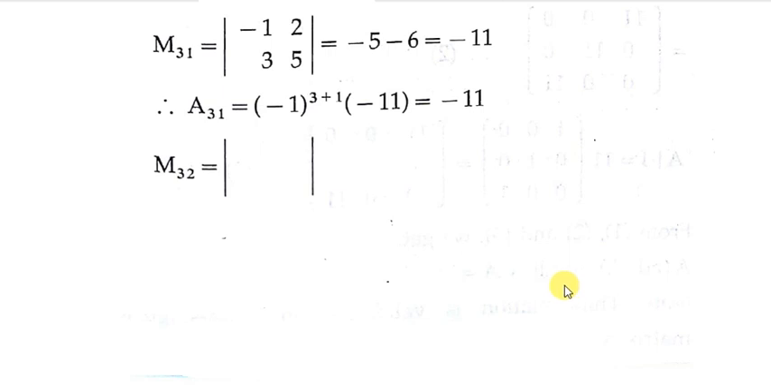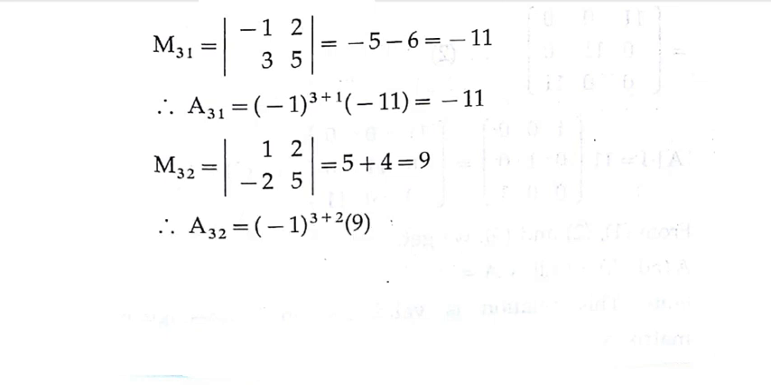The next is M32. For finding M32, we have to delete third row, second column. After deleting third row, second column, we get 1, 2, minus 2, 5, which is equal to 1 into 5 is 5, minus 2 into 2 is minus 4, and minus of minus 4 is plus 4, and 5 plus 4 is equal to 9. The cofactor A32 is equal to minus 1 raised to 3 plus 2 into 9, and 3 plus 2 is equal to 5.